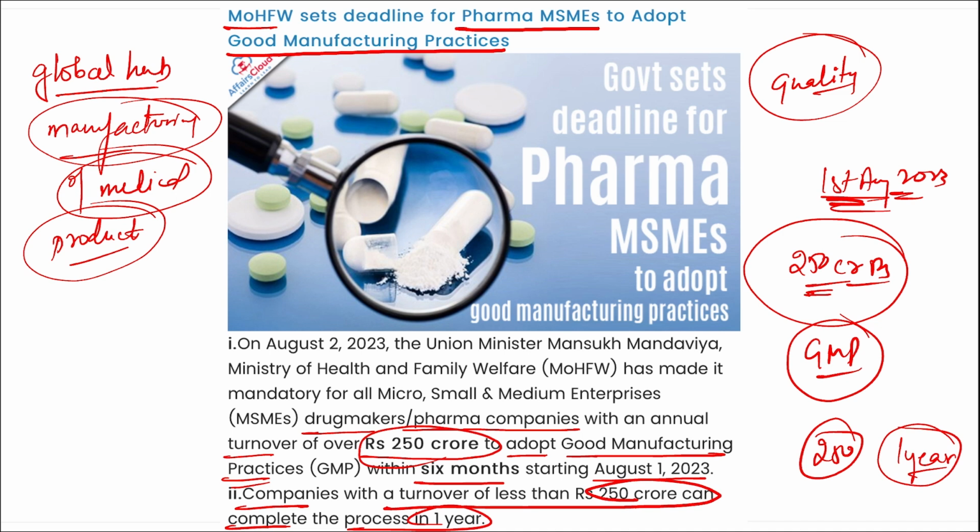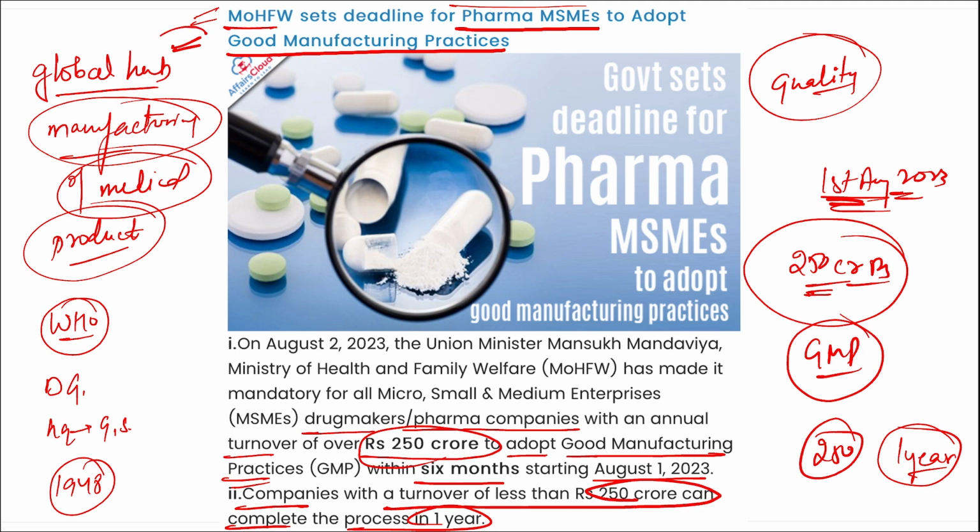And remember, coming back, if we talk about WHO, World Health Organization, Dr. Tedros Ghebreyesus is the Director General here. Headquarter it is in Geneva, Switzerland, and it was in 1948 that this was established. And coming back, it is your Ministry of Health and Family Welfare. They recently set the guidelines for this pharma MSMEs to adopt these good manufacturing practices.